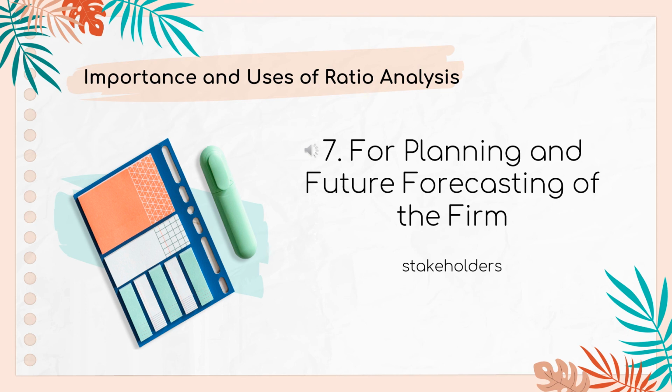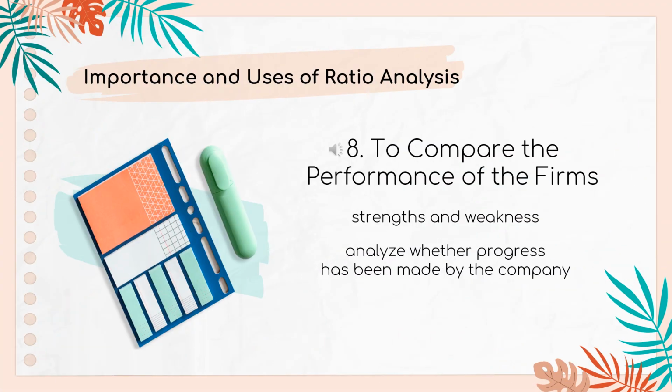Number eight, to compare the performance of the firms. The main use of ratio analysis is that the strengths and weaknesses of each firm can be compared. The ratios can also be compared to the firm's previous ratios and will help to analyze whether progress has been made by the company.